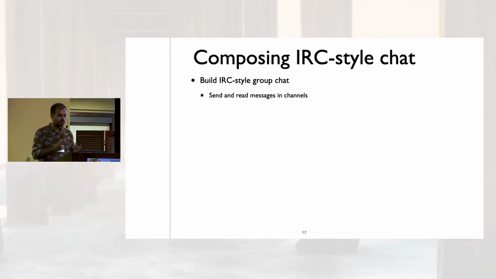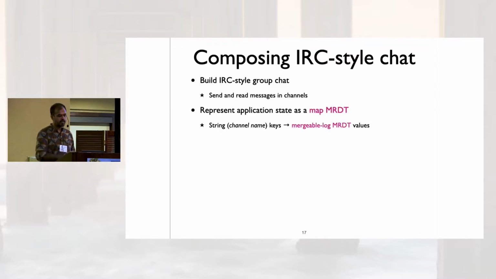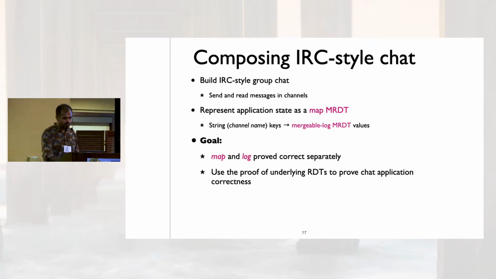So for this, we take this example of IRC-style chat. So users can send and receive messages on channels. We can represent the application state as an MRDT where the keys are strings and the values are mergeable logs. And the goal that we want to have is that you want to prove the correctness of the map separately from the correctness of the log, and you want to put them together. And with no additional effort or little additional effort, you want to prove that the application is right.